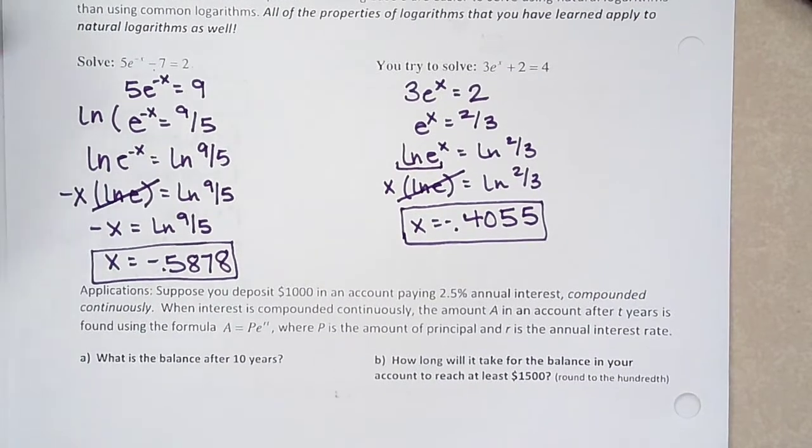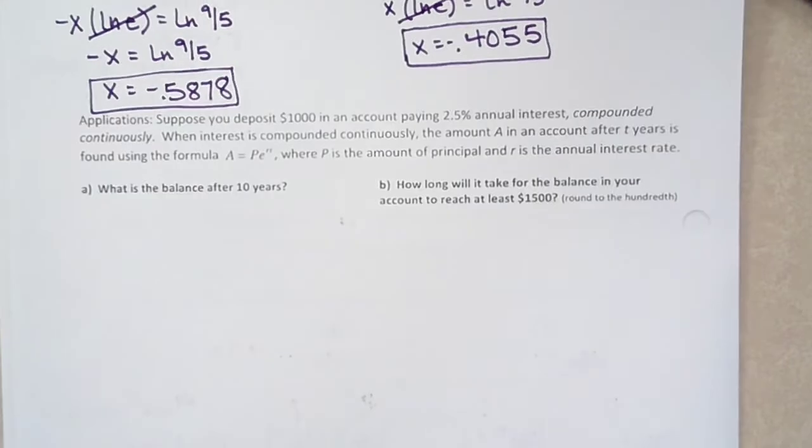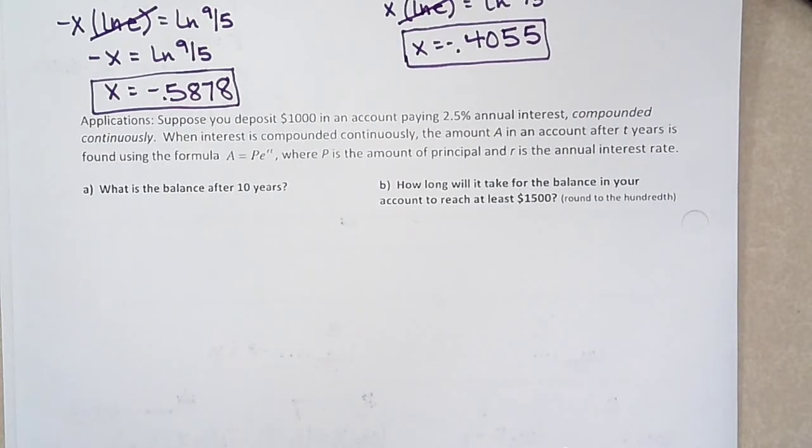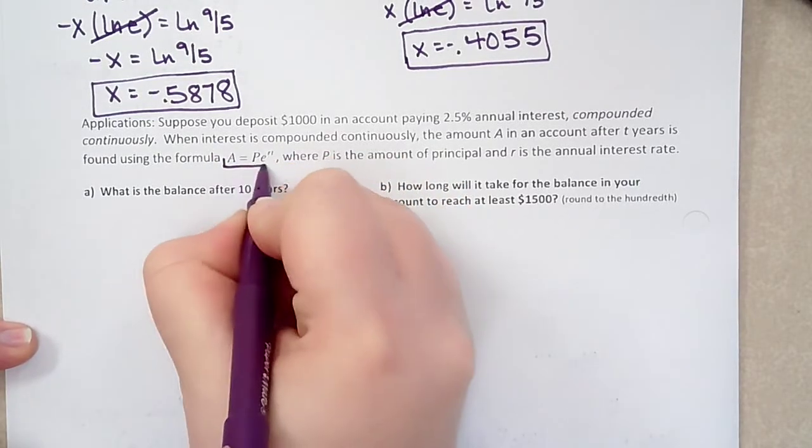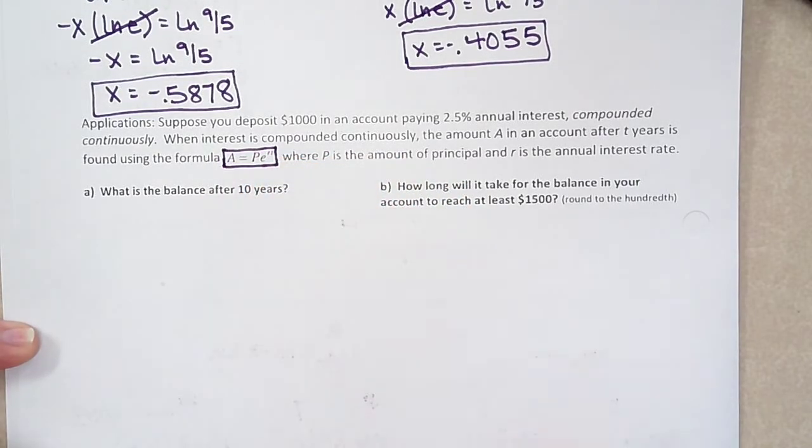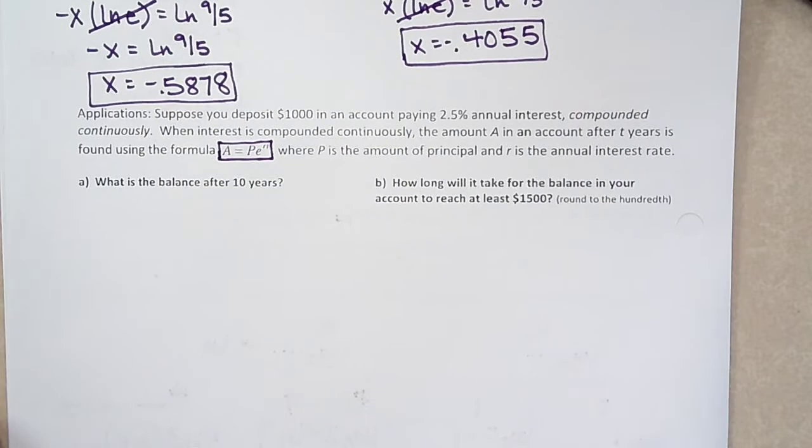All right, it's time for some word problems. So suppose you deposit $1,000 in an account paying 2.5% annual interest compounded continuously. That's what we like to hear. When interest is compounded continuously, the amount A in an account after t years is found using this formula. Most of you have probably seen the Pert formula, but if you haven't, or you haven't in a while, it's a great refresher, where P is the amount of principal and r is the annual interest rate. So what is the balance after 10 years?